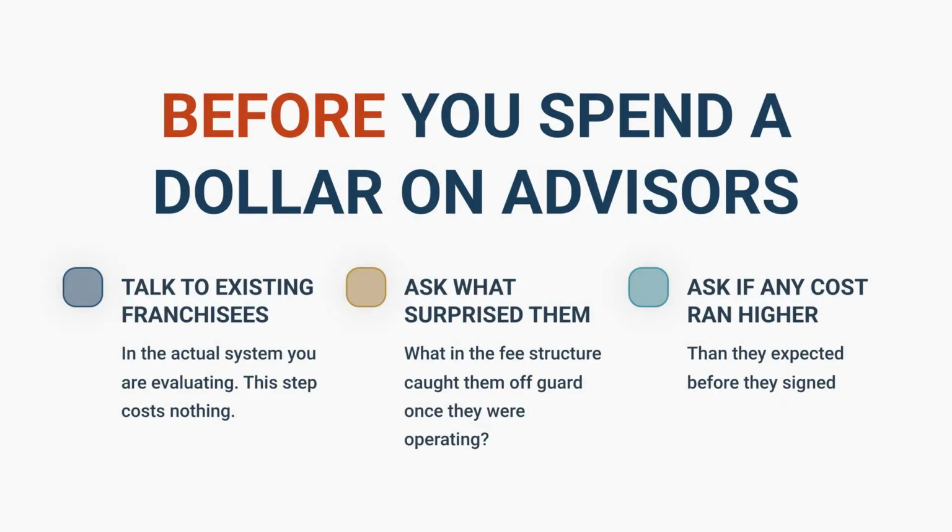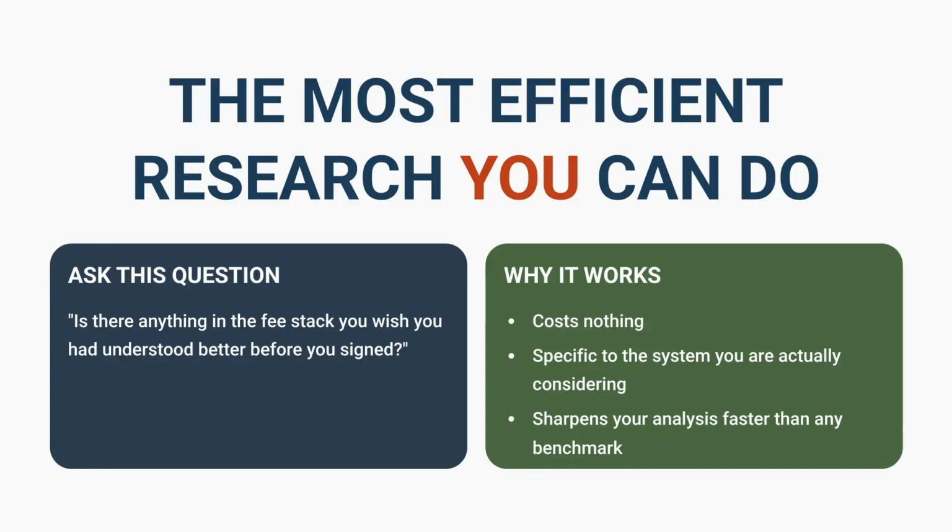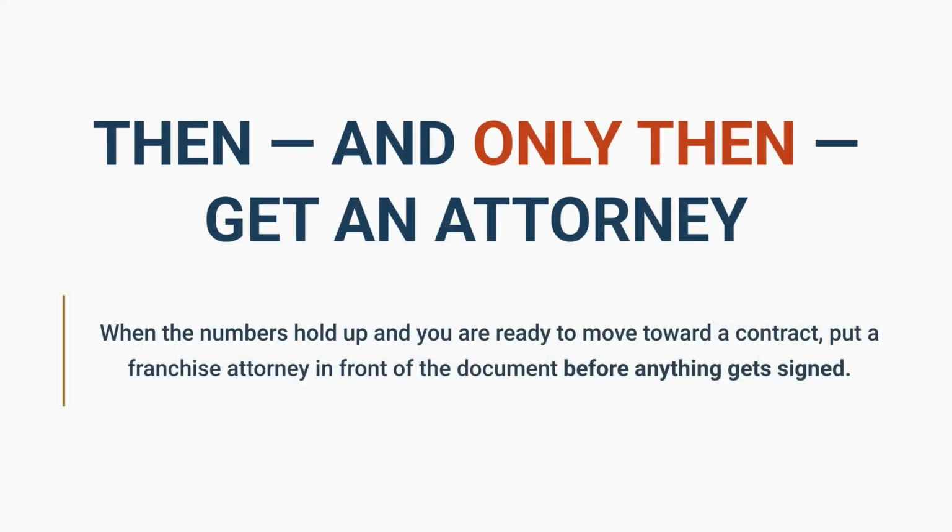Before you spend money on a franchise attorney or formal professional review, do this first. Talk to existing franchisees in the system you are evaluating. Ask them what surprised them about the fee structure once they were operating. Ask if any cost ran higher than they expected. Ask if there was anything in the fee stack they wish they had understood better before they signed. That conversation costs nothing. It is specific to the system you are actually considering, and it will sharpen your analysis faster than any benchmark. When the numbers do hold up and you are ready to move toward a contract, that is when you put a franchise attorney in front of the document before anything gets signed.